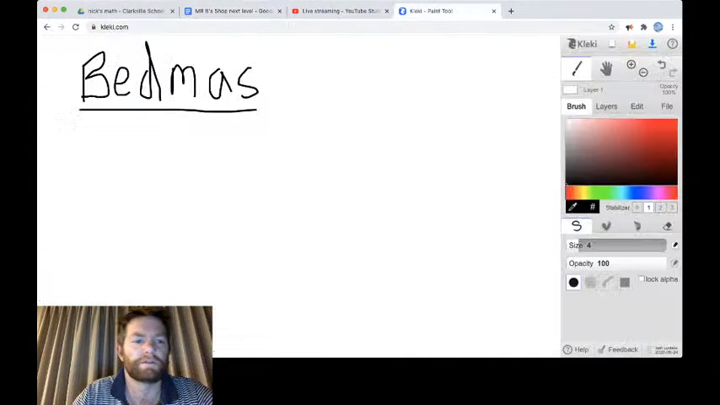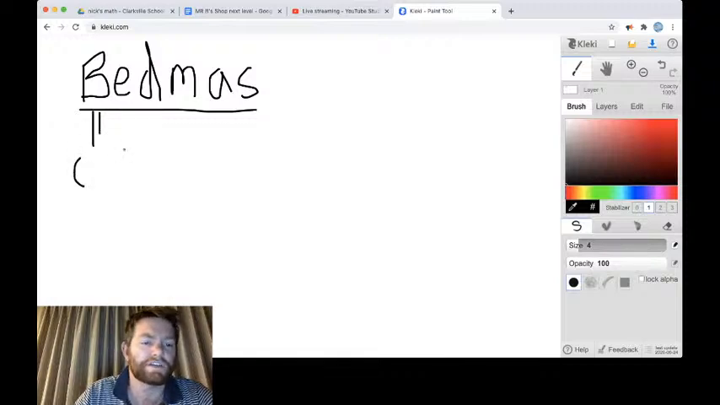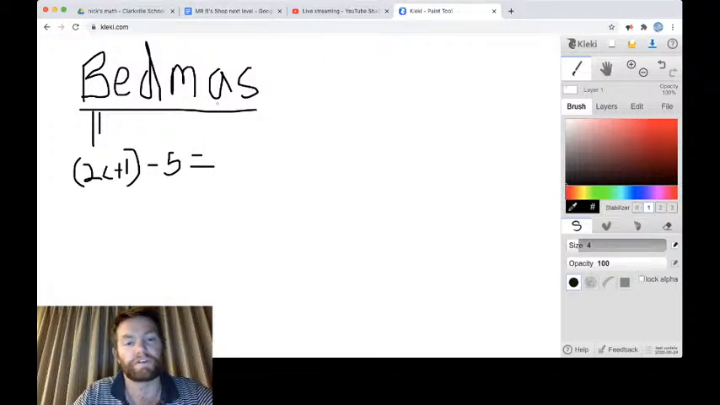So let's have a look at this. B stands for brackets, which means that anything that's written inside a bracket goes first. So 2C plus 1, take away 5, equals. Now, I'm going to work through this with you later, but what that's saying is you would do the part in the brackets before you would do the part outside the brackets.